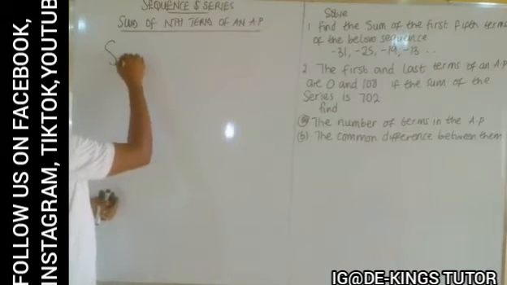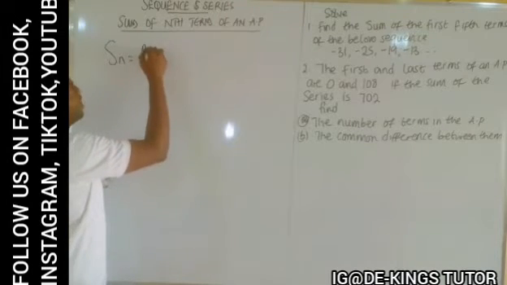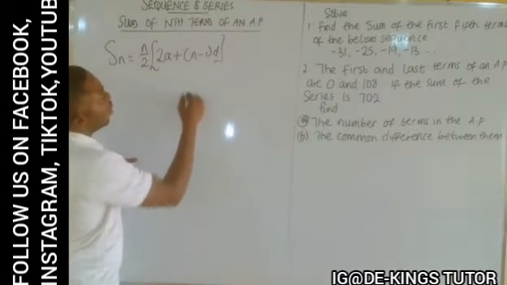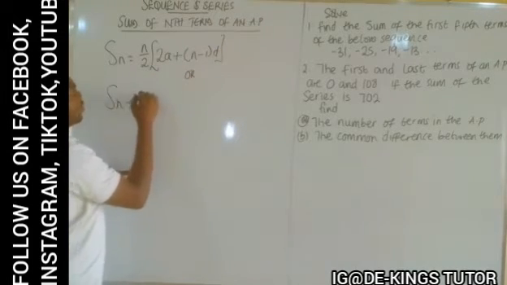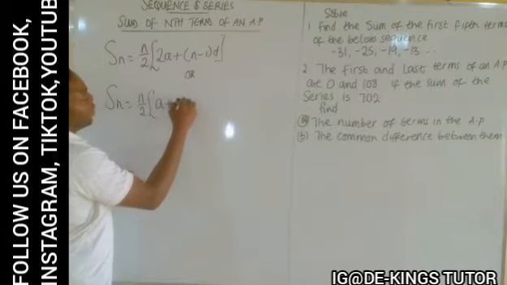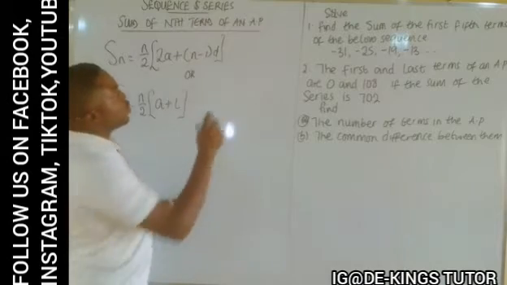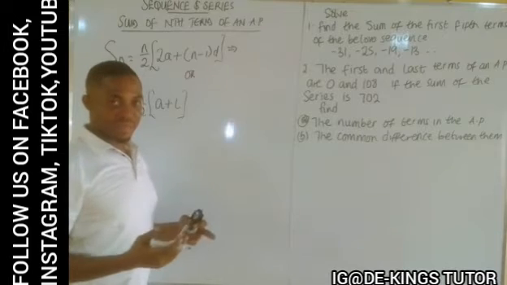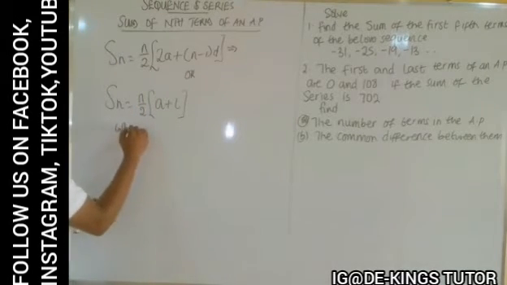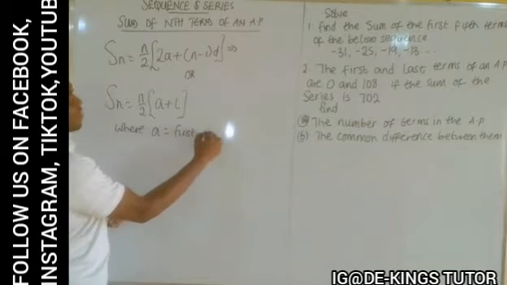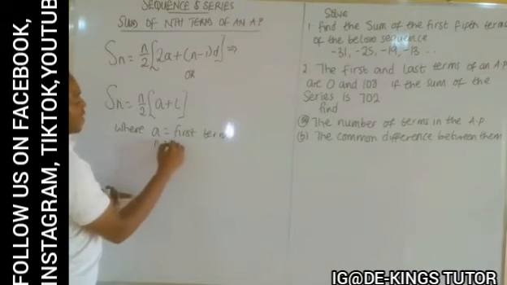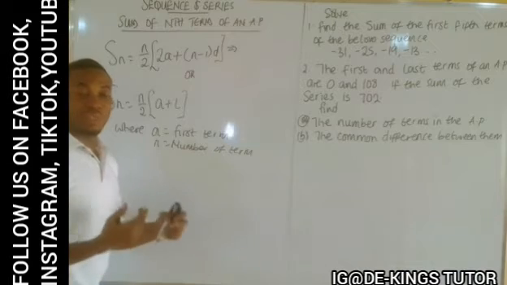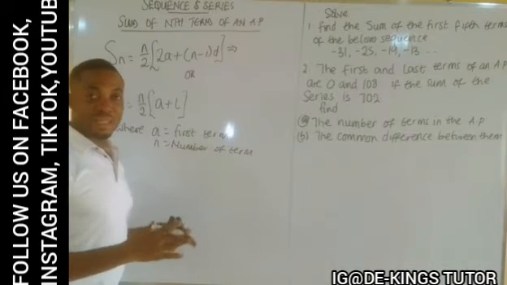Now, the sum formula is Sn = n/2 (2a + (n - 1)d), or Sn = n/2 (a + l). The first is used when the last term is not given, and the second is used when the last term is given. Where a stands for our first term, and n stands for our number of terms. Please, if you have not watched the previous video on sequence and series, check my channel. I have a playlist for that.